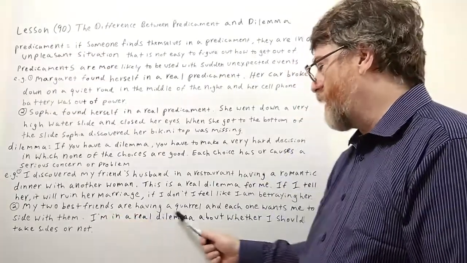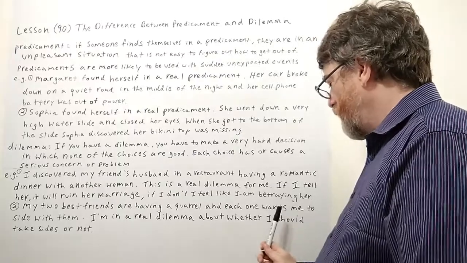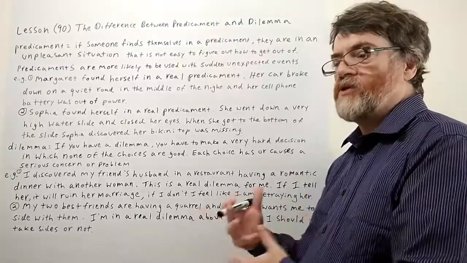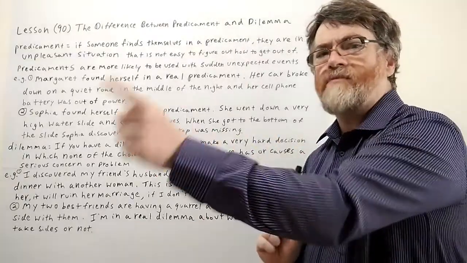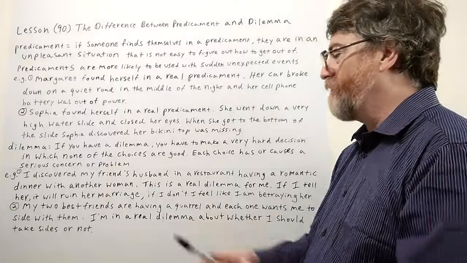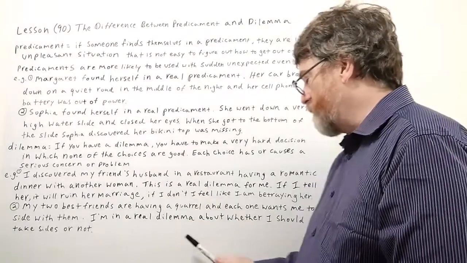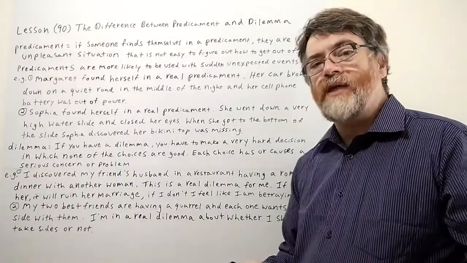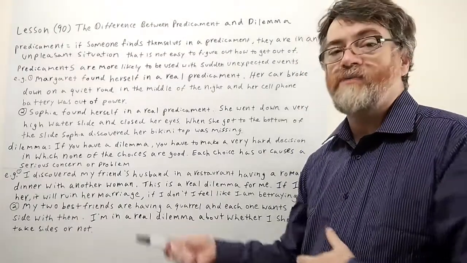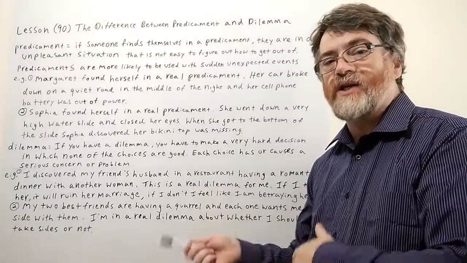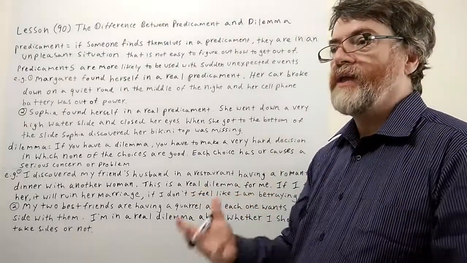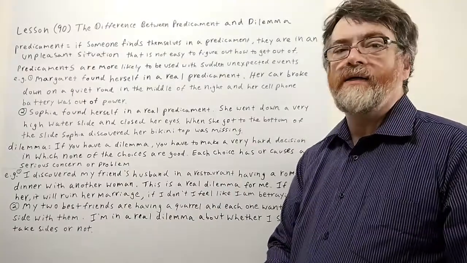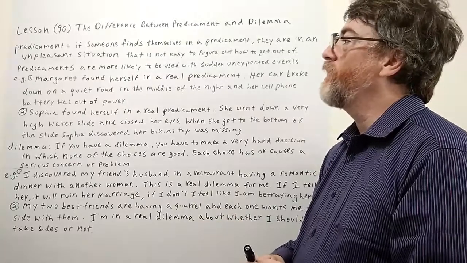Okay, let's look at the second one. My two best friends are having a quarrel, and each one wants me to take their side. You tell her I'm right, she's wrong, both of them probably feel that way. I'm in a real dilemma about whether I should take sides or not, because if you take one side, the other one's probably going to be angry at you, and if you take the other side, the other one's going to be angry at you, so you don't know what to do. You have a dilemma.